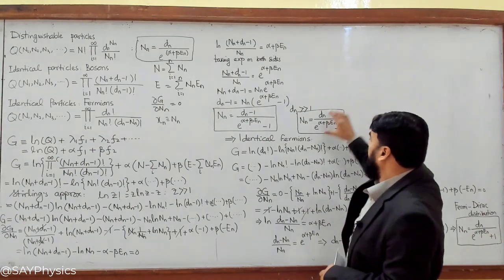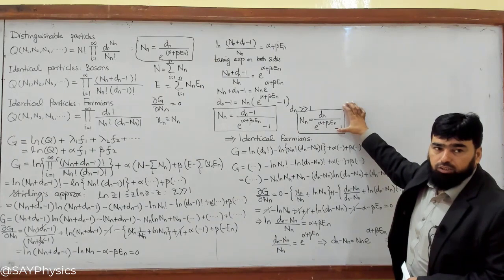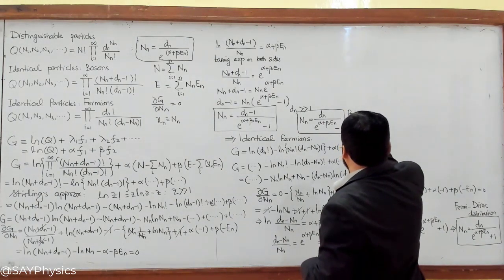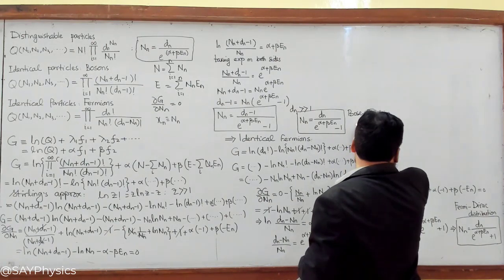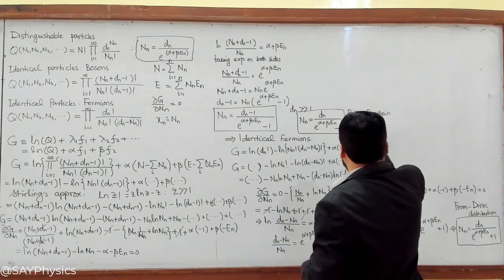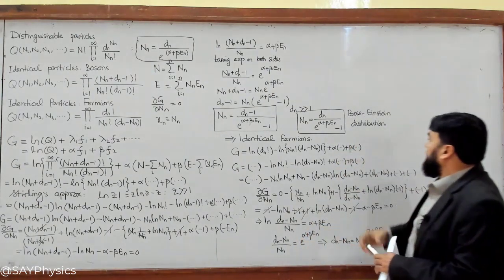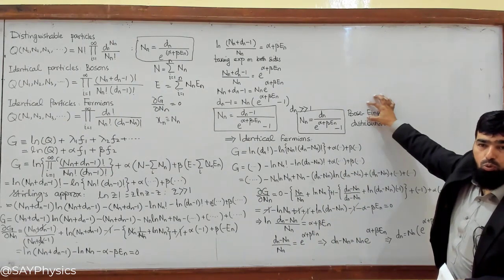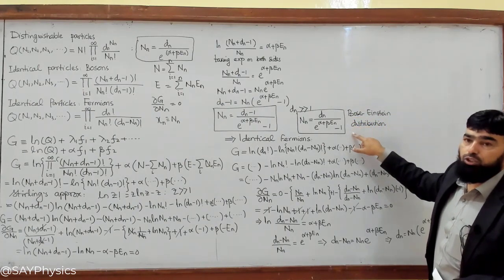About the Bose-Einstein statistics, or distribution, Bose, the Indian scientist, derived this distribution.